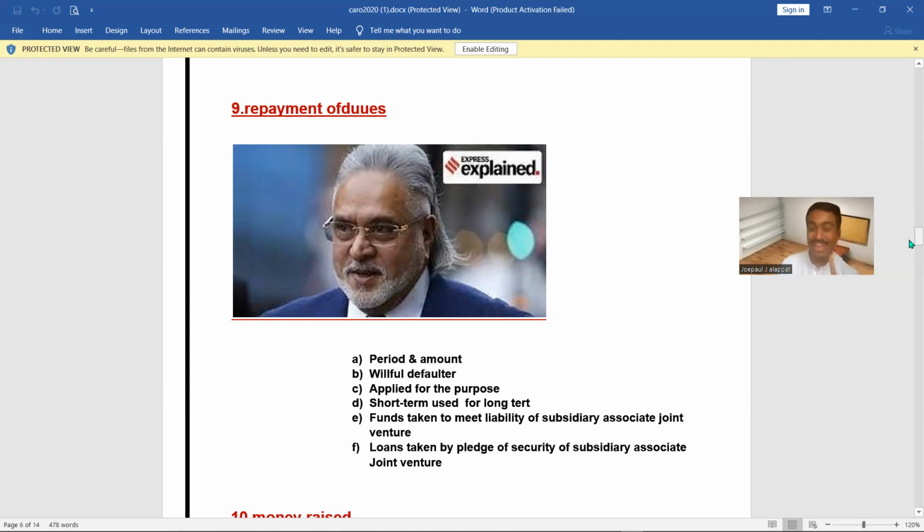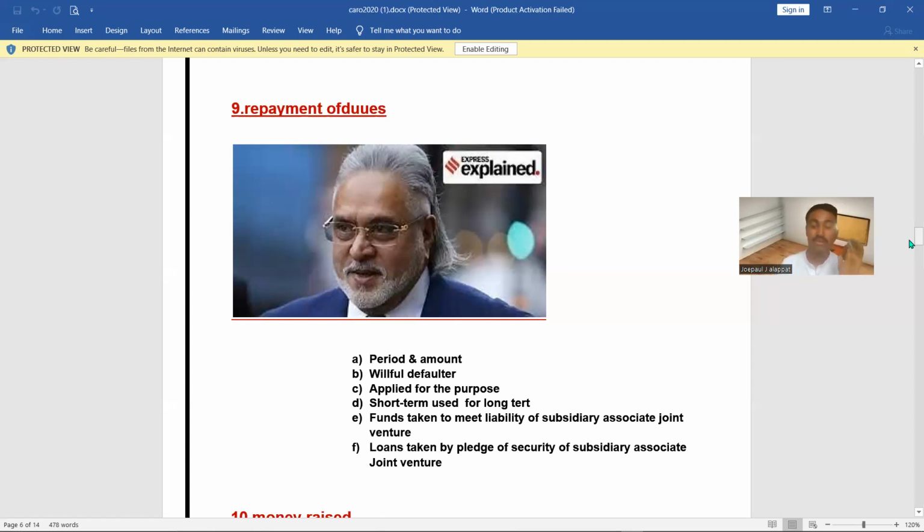Then you have to see, have you taken the loan and applied for the said purpose? That's all. If you've taken loan for one purpose and you are applying it for another purpose, do you think that's fair? No. Then you have to see whether short-term loans which are taken have been used for long-term. If you are taking loan for short-term, you can only use it for short-term, not for long-term, guys.